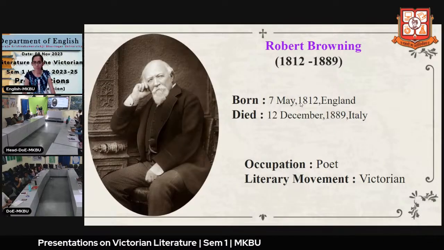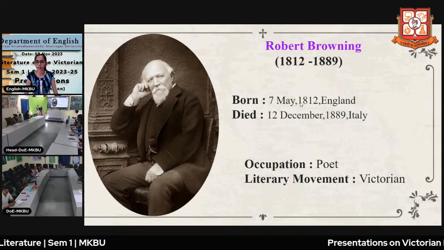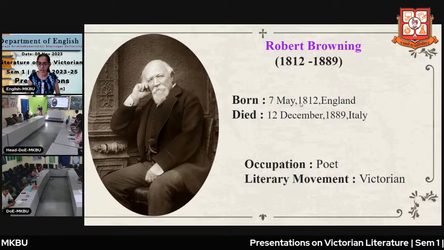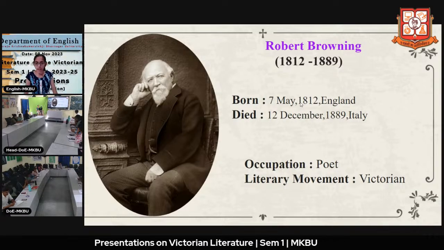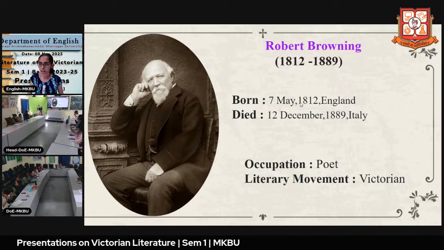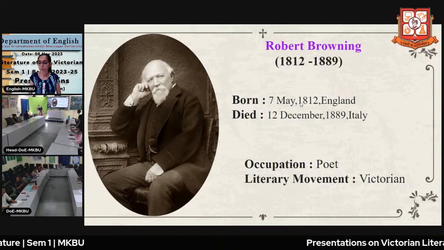First, brief information about Robert Browning. Robert Browning timeline, 1812 to 1889. He was born 7th May 1812, England. He died 12 December 1889, Italy. He was a poet, literary movement Victorian.